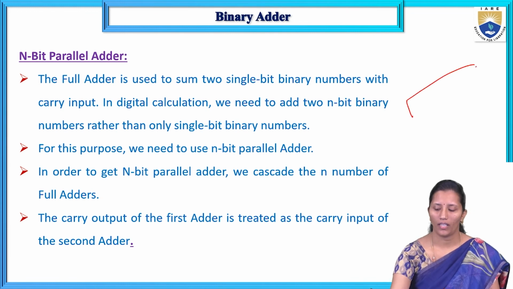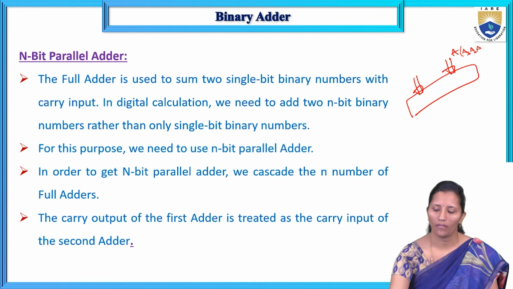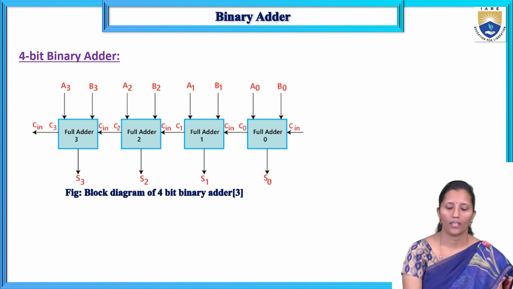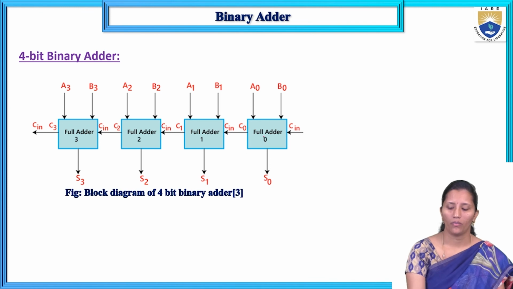Here, if we take the adder, A contains a 4-digit number, suppose A3, A2, A1, A0, and B, for example, is B3, B2, B1, B0. We are adding these two numbers. We will get the sum S3, S2, S1, S0 and carry C out. So this is the function of the binary adder. This is the block diagram of the binary adder, where the basic element is the full adder.